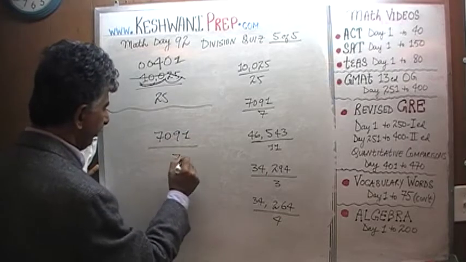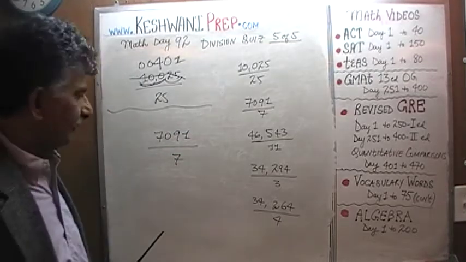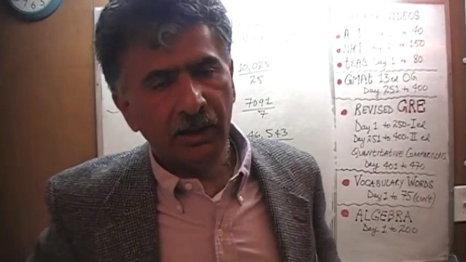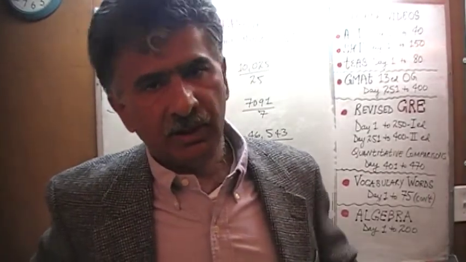7,091 divided by 7. Of course, they cannot possibly be that bad, because had these numbers been very nasty, they would not appear on the exams.